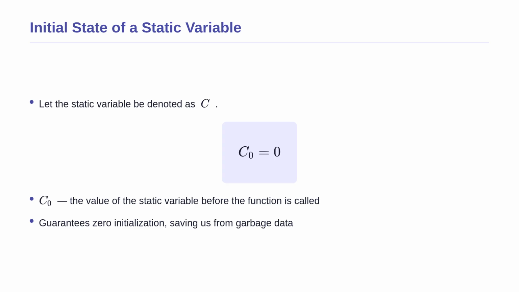This guaranteed zero initialization is a massive advantage over the auto storage class because it completely saves us from dealing with dangerous garbage data. If this were an auto variable, C0 could be any random leftover number, which would ruin our counting logic completely.